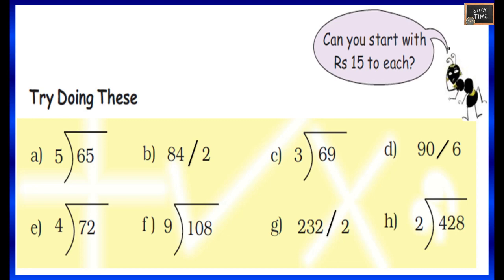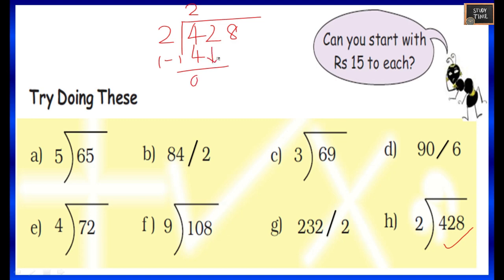First, I'll do only one. Let me take 428 divided by 2. Whenever you have 2 or a number, first take the first digit. So let us take the first digit 4. 2 multiplied by which number will give 4? 2 2s are 4. Then you have to subtract this. You will be getting 0 here.